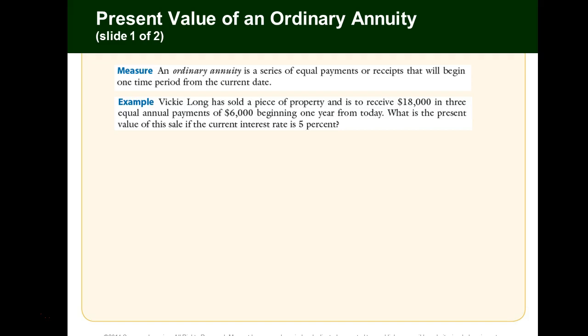Vicki Long has sold a piece of property and is to receive $18,000 in 3 equal annual payments of $6,000 beginning 1 year from today. What is the present value of this sale if the current interest rate is 5%? So basically what we're trying to find: she's going to get $6,000 in 1 year from today, $6,000 in 2 years from today, $6,000 in 3 years from today. What is the present value of that money she's going to get in the future?